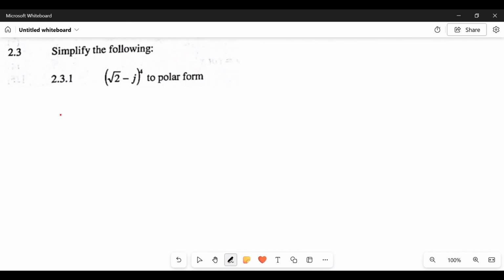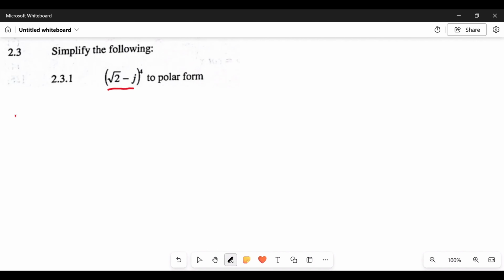All right, guys, let's look at 2.3.1. As you can see here, they want us to simplify the following. We are given these complex numbers here. They want us to change this into polar form. Now, as you can see, we have the exponent here, so this will require us to use de Moivre's theorem. You cannot use de Moivre's theorem when the complex number is in rectangular form. We need to first convert this into polar form, and then we can use de Moivre's theorem.